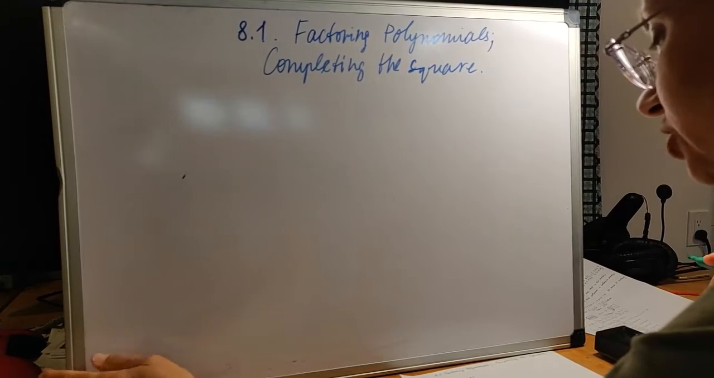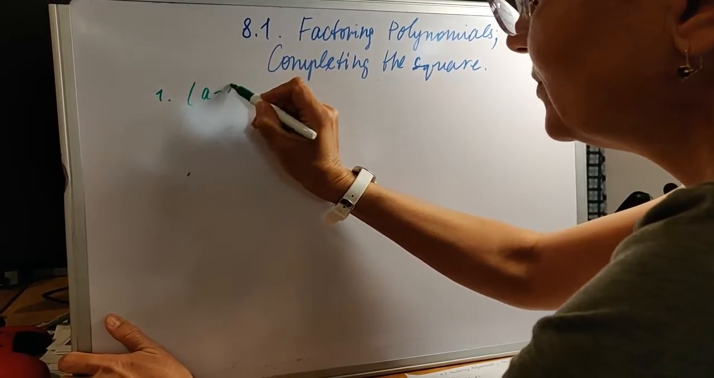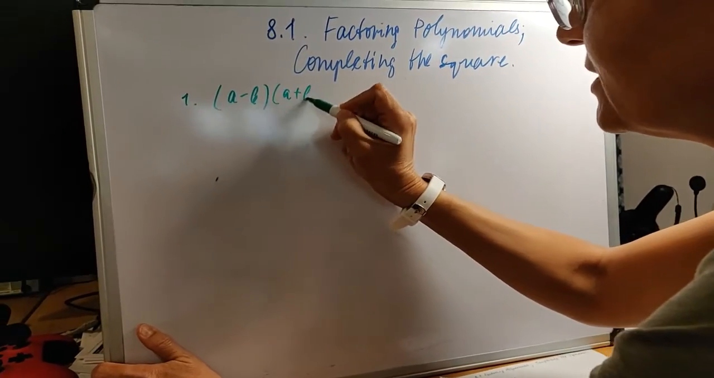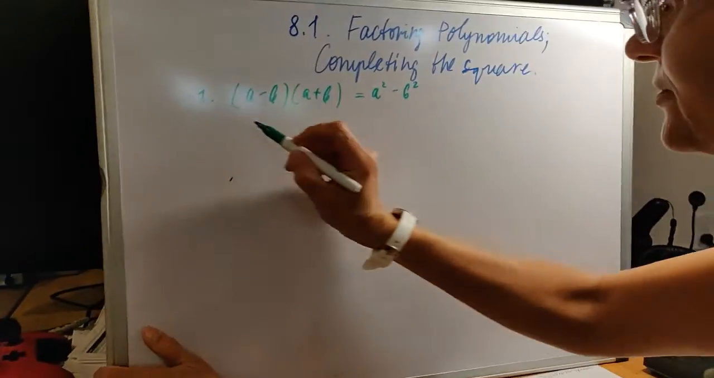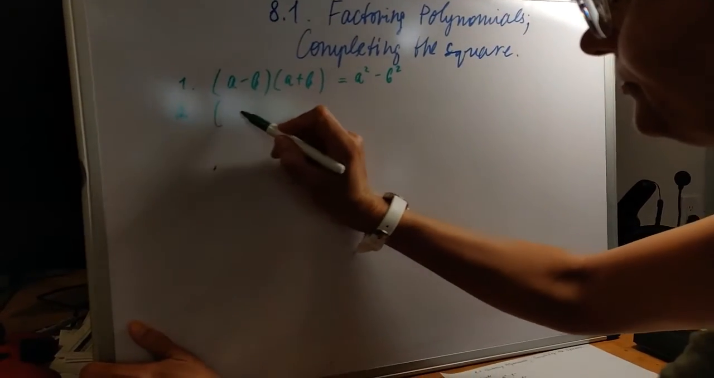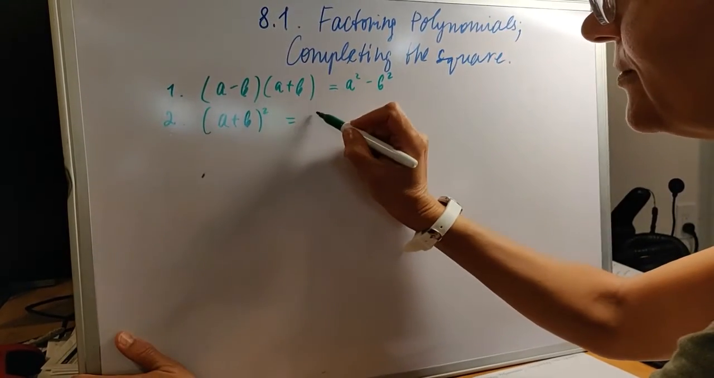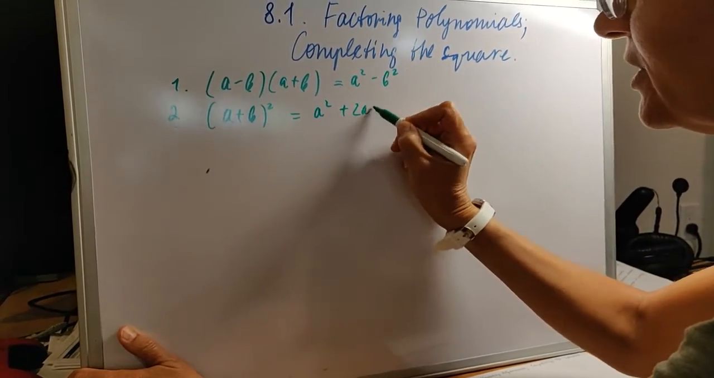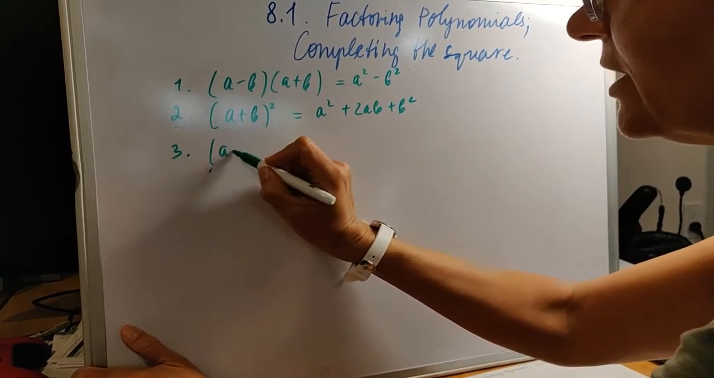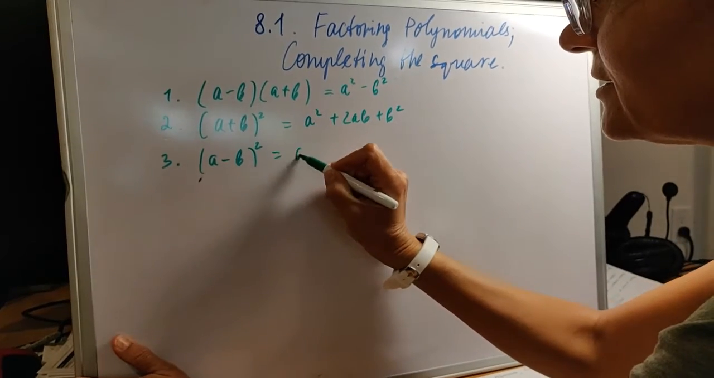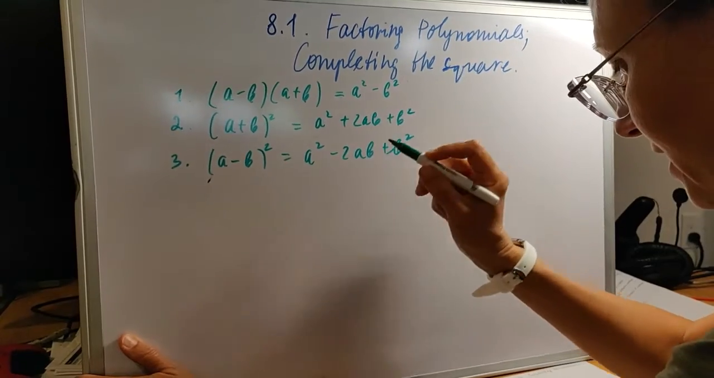So there are 7 special products which you will need to remember. Product number 1 is a minus b multiplied by a plus b, and you remember that it's supposed to be equal to a squared minus b squared. It's called difference of squares. Product number 2 is a plus b squared, and to open this one, it's a squared plus 2ab plus b squared. Number 3, the very same one, but with minus, and that's a squared minus 2ab plus b squared, right?